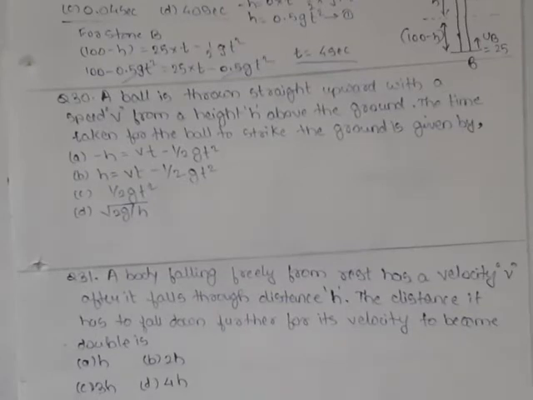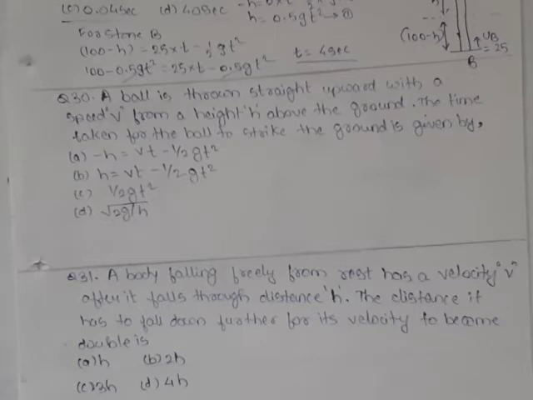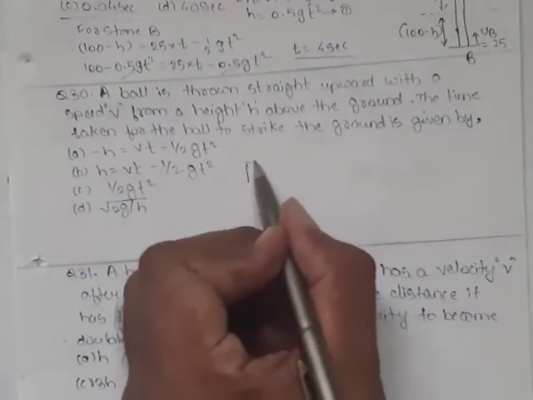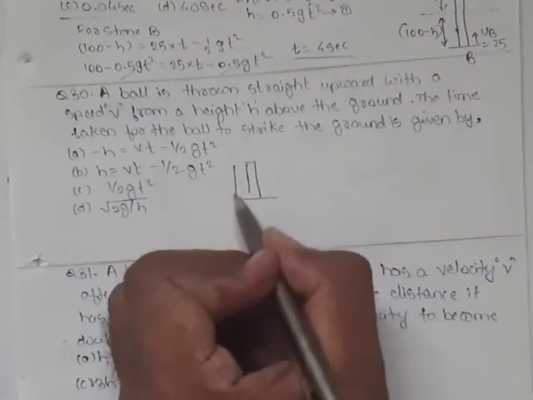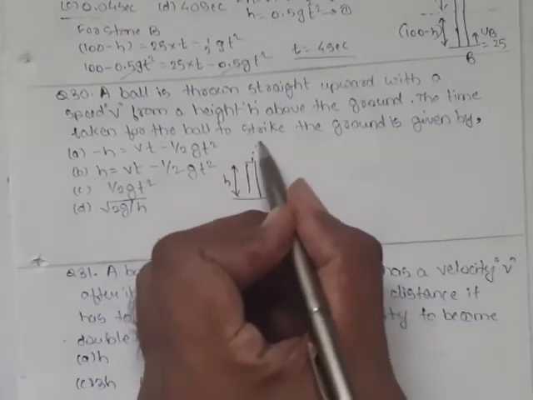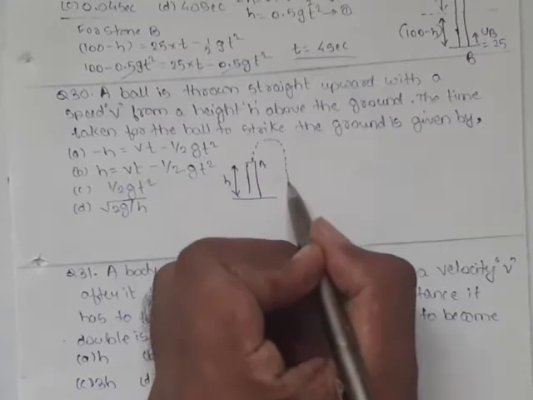A ball is thrown straight upward with a speed v from a height h above the ground. The time taken by the ball to strike the ground is given by. So here the ball is at this tower of height h. From A, it is thrown upward and again it comes back to point B.